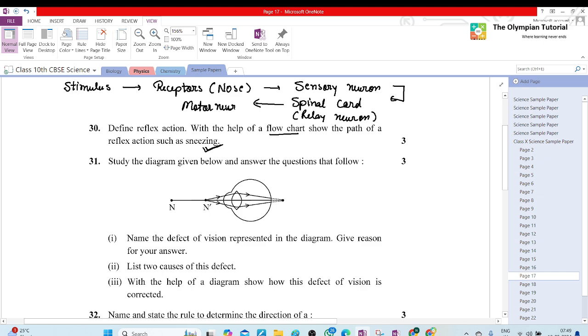Motor neuron, after that effector, that is muscles, and after that response. So: stimulus, receptors (nose), sensory neuron, spinal cord, relay neuron, motor neuron, effector muscles, and response. Next, 31.